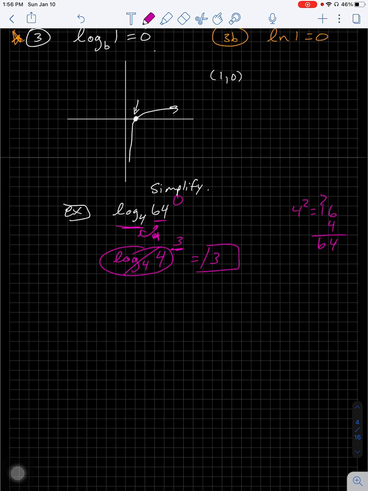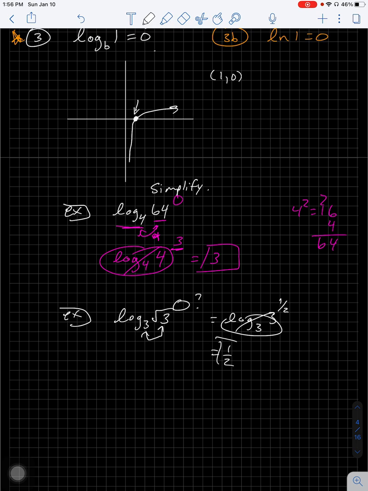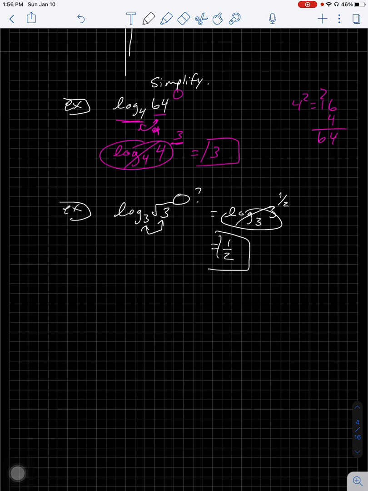Okay, a similar idea in another problem. I'll look at this and say, oh, these 3's are matching, but what's the power up here? This is where we remember that roots are actually powers. They're fractional powers. So the square root translates to a 1/2 power. And now these guys cancel, and I get 1/2. Okay. Let me do one more of these.